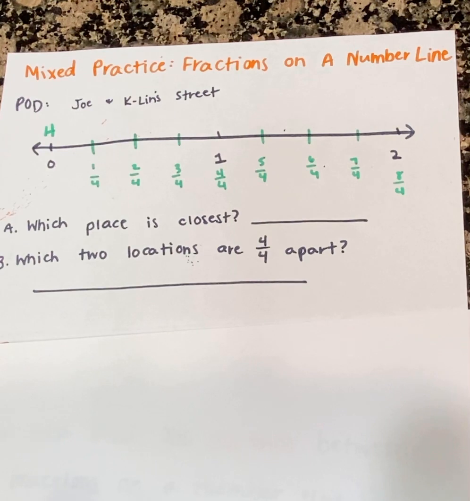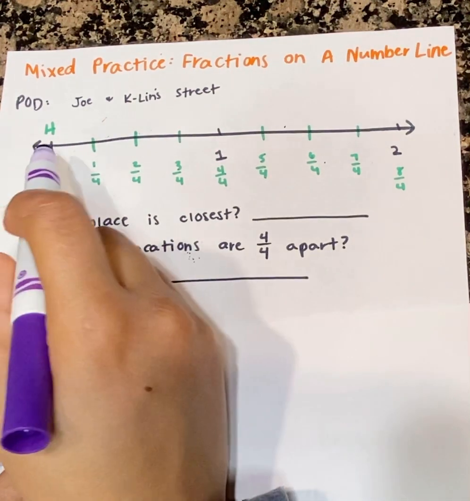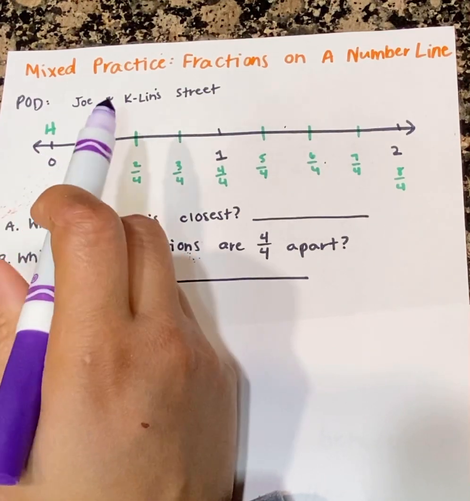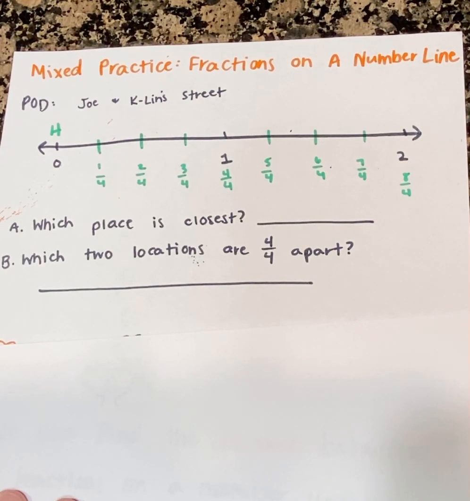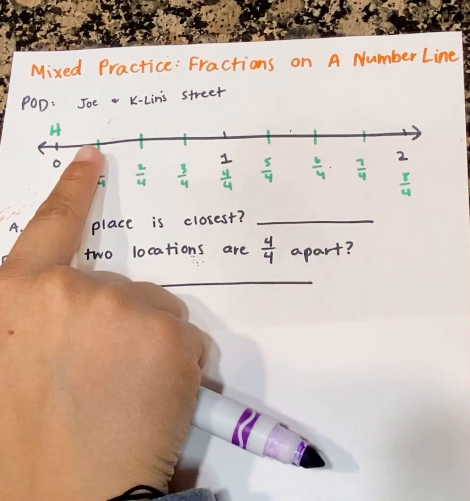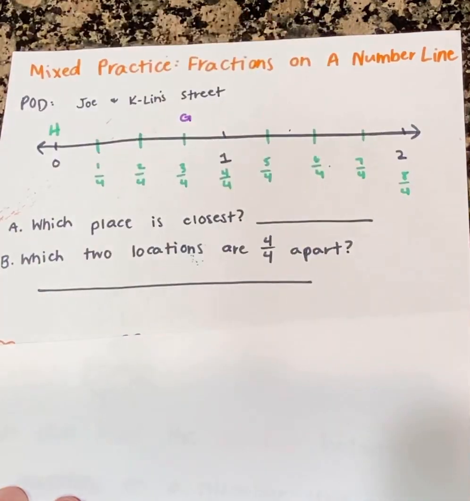How'd you find the grocery store? Say your answer out loud. Okay. I heard you say that you started at H or 0 and you counted by 1/4 to get to 3/4 because in the story it tells us that the grocery store is 3/4 away from their house. So you put a G above it to represent the grocery store. Let's see. 1/4, 2/4, 3/4. So G for grocery store.